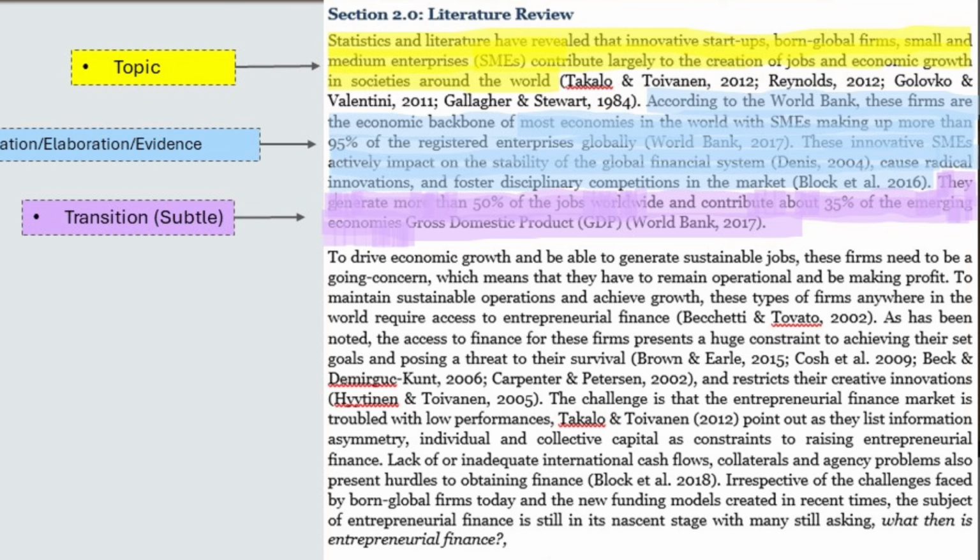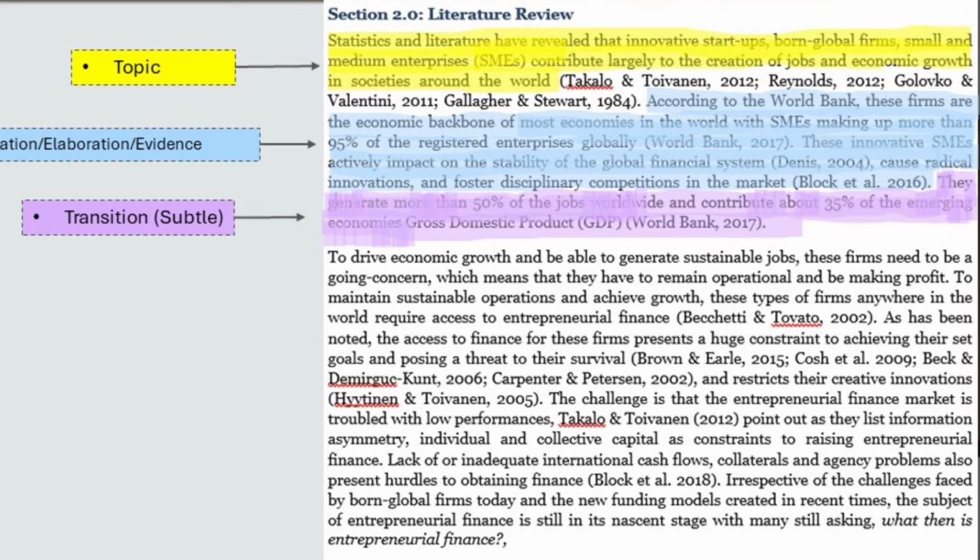And we see an example here, and we describe this as a very subtle transition. But this talks about how Born Global Firms and SMEs generate employment or create jobs. And that builds us into the next paragraph that starts off with talking about generation of sustainable jobs.